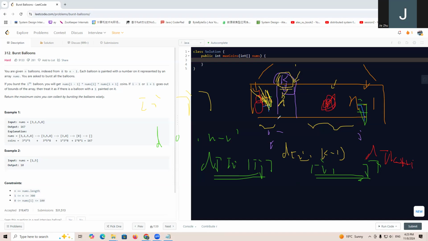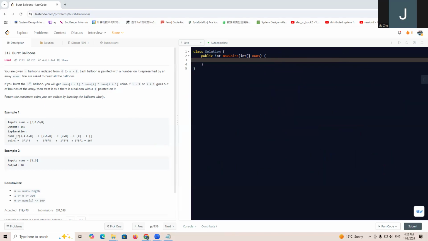And another one is the last one: we left the one bloom k here, and the score we want to add is nums i minus 1, j plus 1, multiplied by k, right? So it will have three parts. Then we just want to iterate the k from i to j to find the maximum. So the transition state.